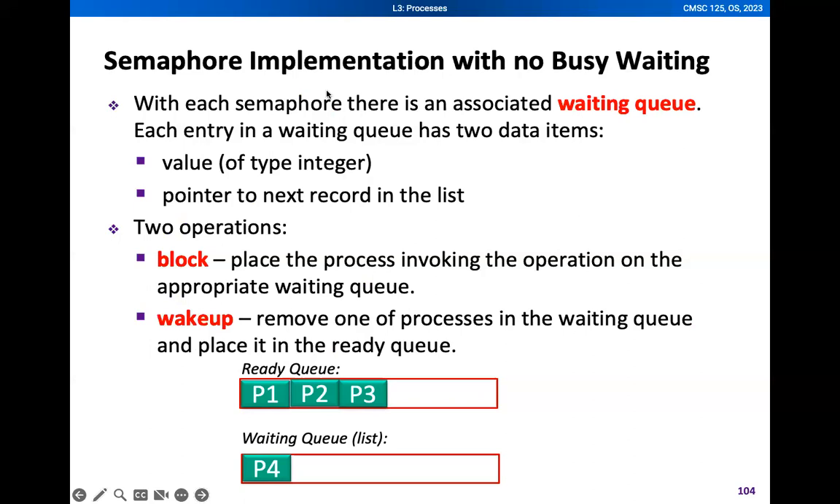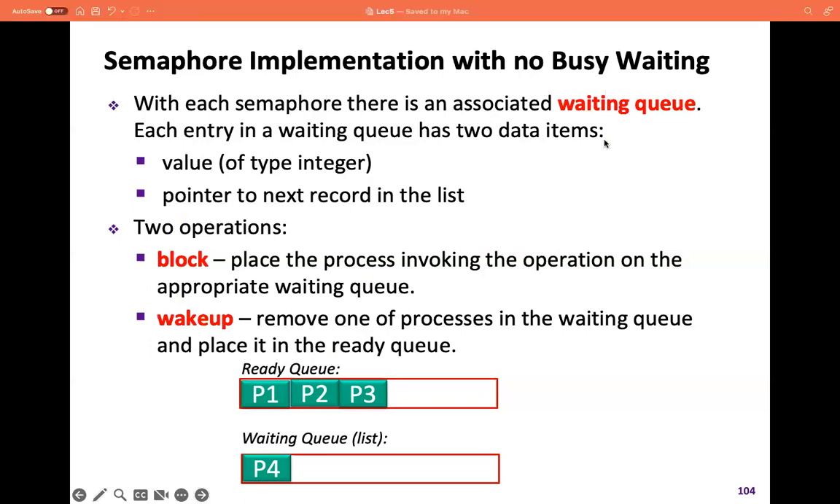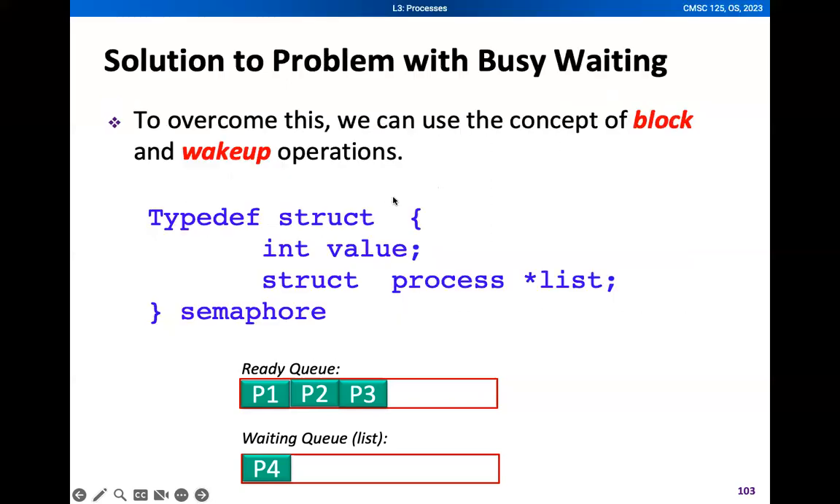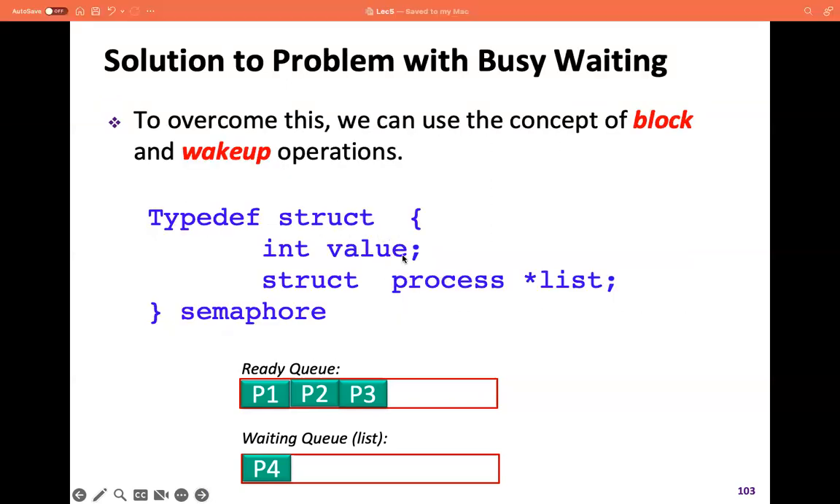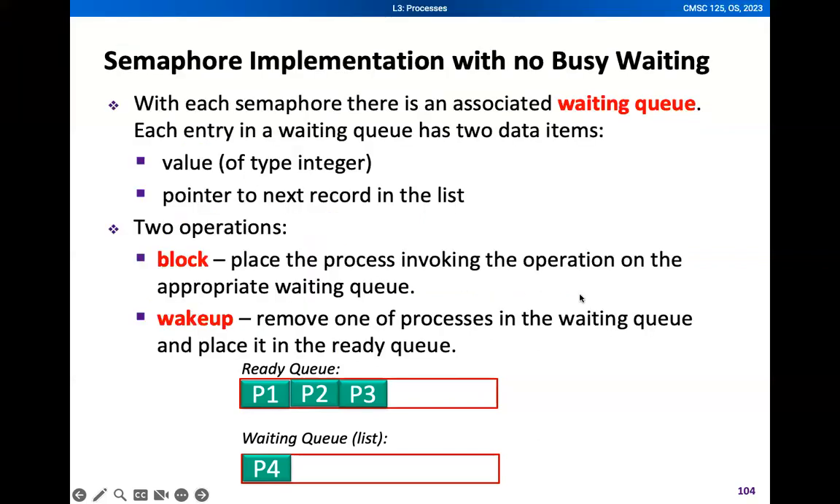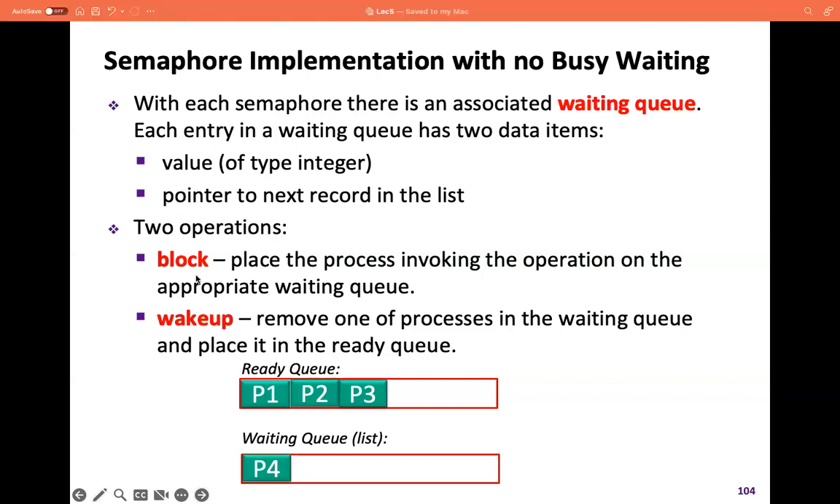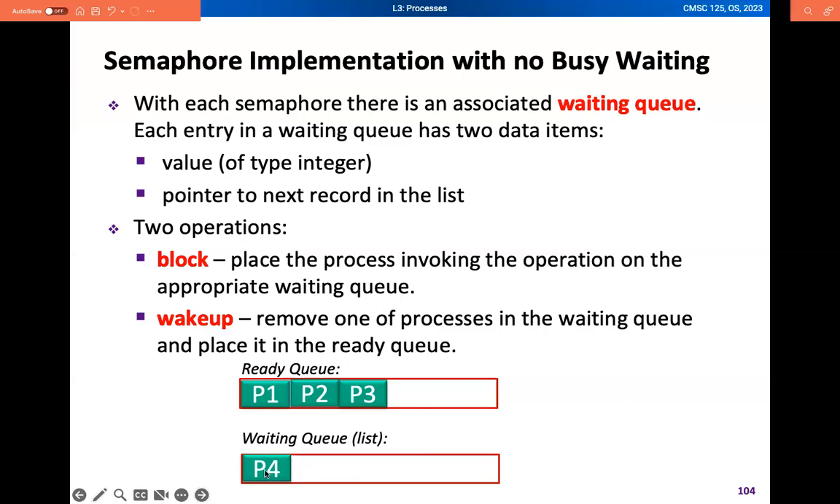With each semaphore, there is an associated waiting queue, and each entry in a waiting queue has two data items: the value of type integer and the pointer to the next record in the list. Those definitions refer to these variables, the value and the list. We have two operations, block and wake up. When we say block, we place the process invoking this operation on the appropriate waiting queue. Assuming P4 was placed into the waiting queue, that happened because of the block operation that we did.